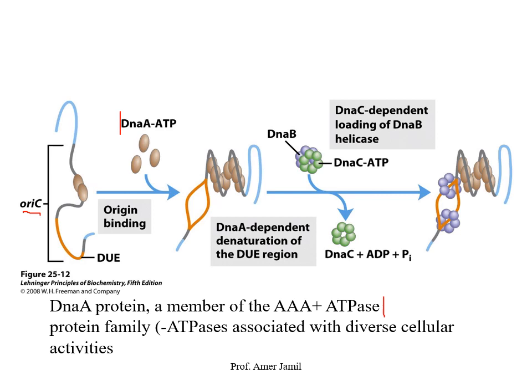ATP is associated with diverse cellular activities. Here its function is basically to unwind the DNA at the DUE region. So with the help of this ATP, it unwinds. So DnaA dependent denaturation of the DUE region takes place here. And then comes the DnaB protein and DnaC along with ATP. DnaC basically helps the loading of DnaB.